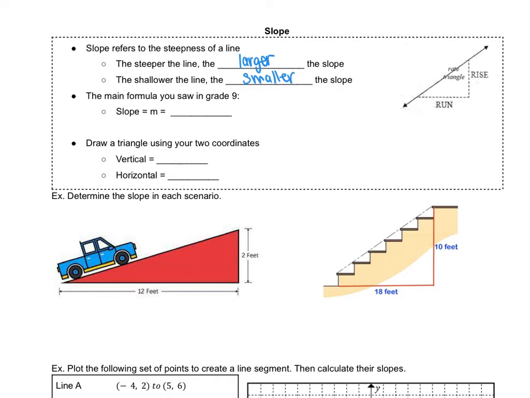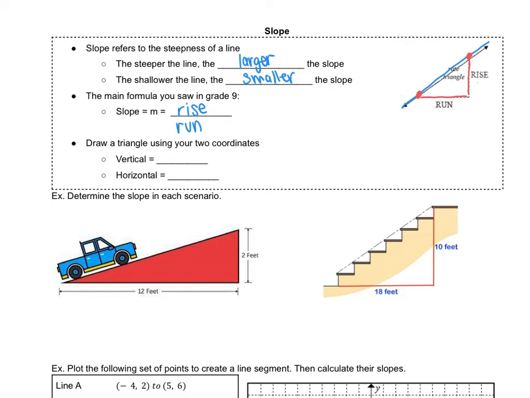Now, the main formula you saw in grade 9 related to slope was that m, which is the notation we use for slope, is equal to rise over run. So if you look at the little diagram on the right, you have a line here. And in order to calculate the slope, we create a rate triangle. So you pretty much just pick 2 points on your line and create a triangle out of them. So you draw a horizontal line, you draw a vertical line, and your triangle is created.